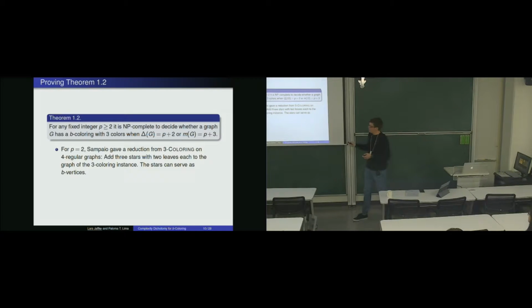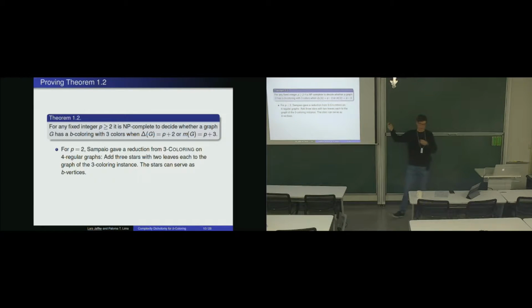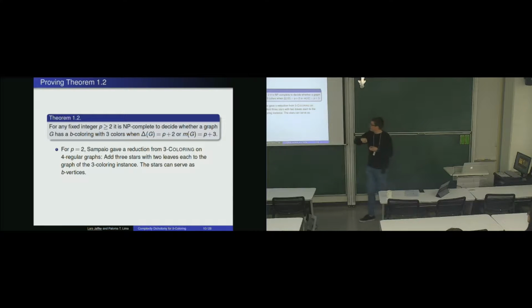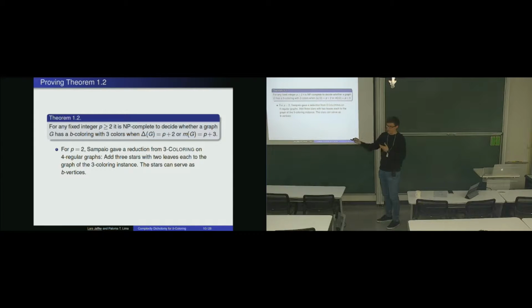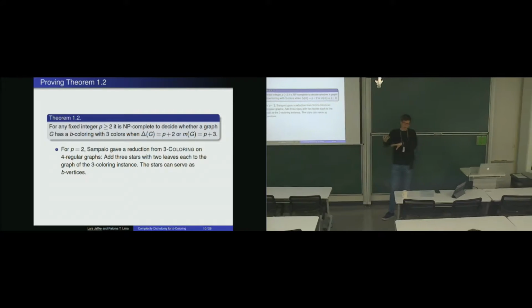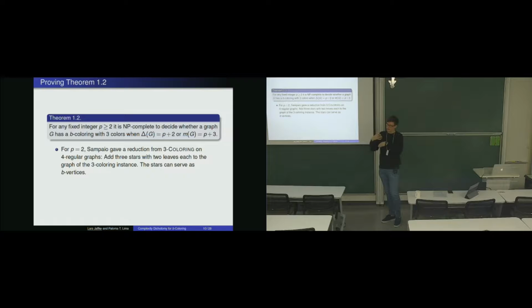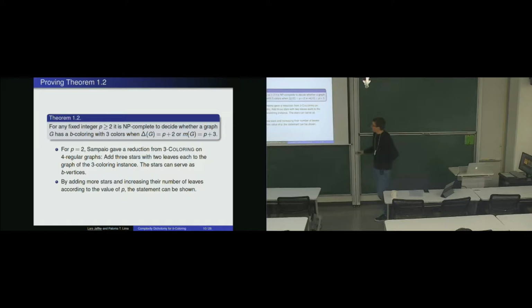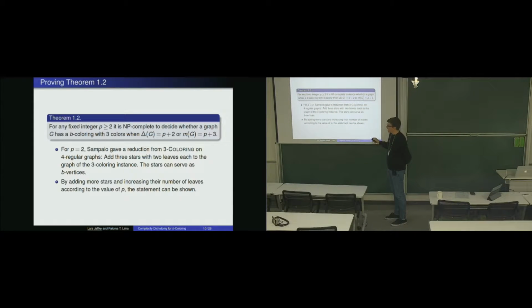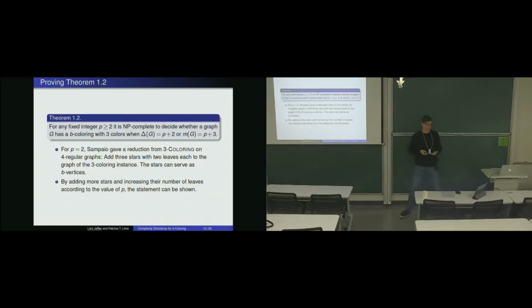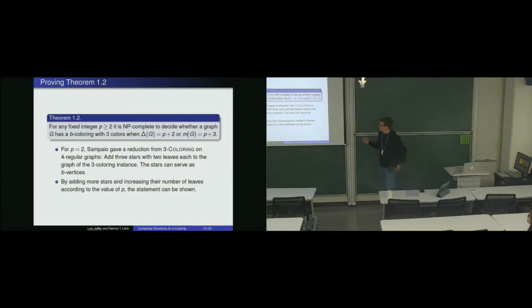We just take the same graph and we add 3 stars. And these stars can serve as the B vertices in any B coloring of the graph. So if G has a proper coloring, then we can just color these 3 stars accordingly to make it a B coloring. And otherwise, of course, if we have a B coloring of the graph from the reduction, then we also have a 3 coloring in the original graph. And then if we look at these stars, we can just add a few more of them or increase their degree to make the reduction work for any fixed P.